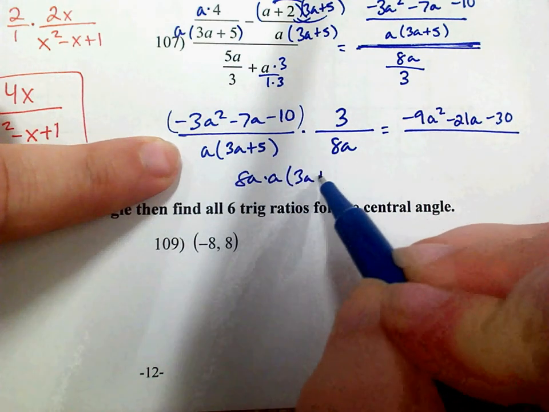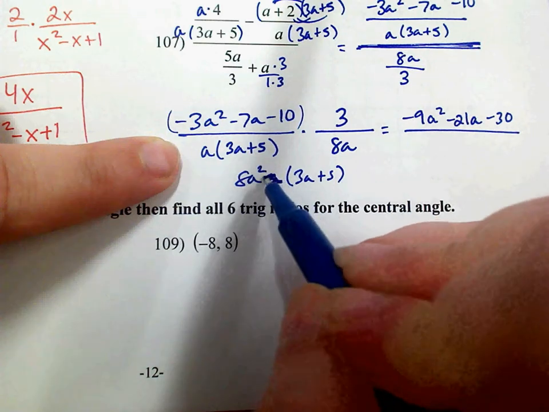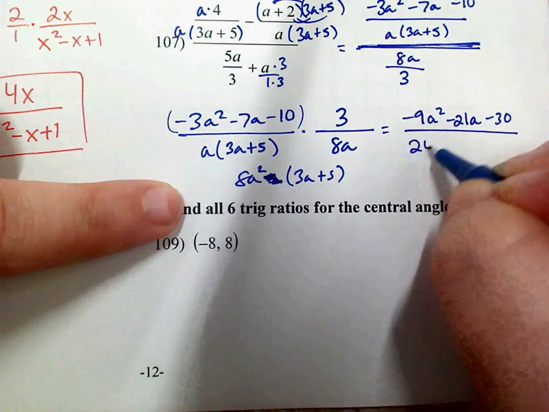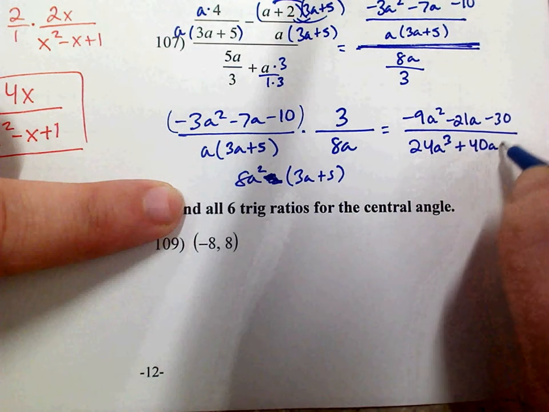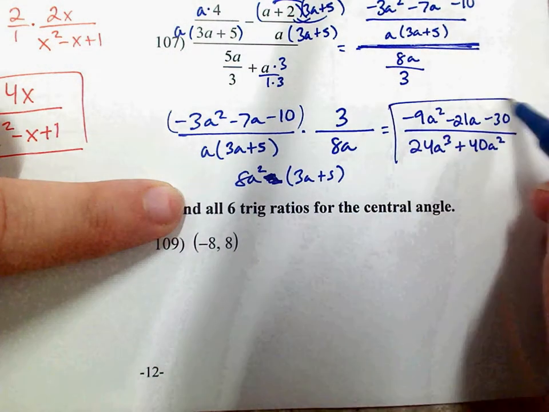So 8a squared distributed, it's going to be 24a cubed plus 40a squared. You do not have to multiply that out in the denominator, but why not? We're there.